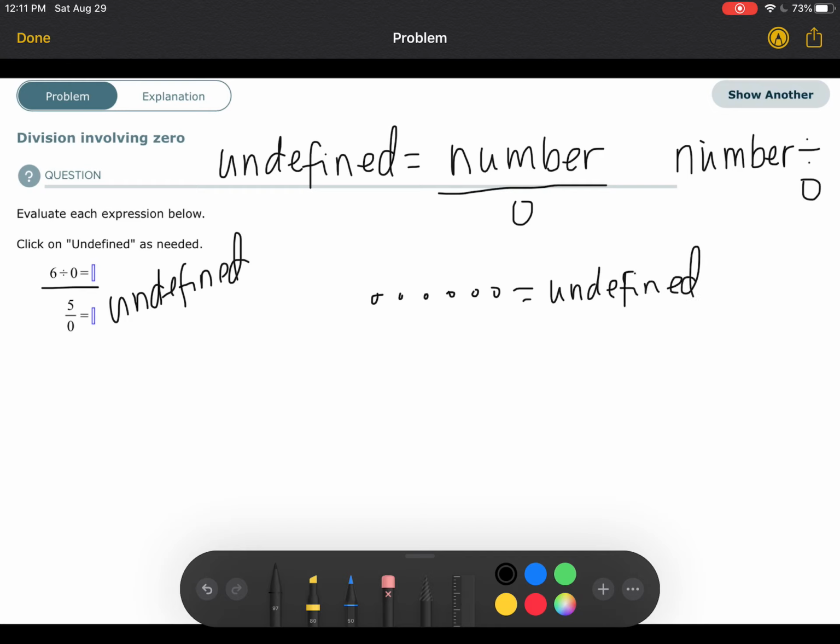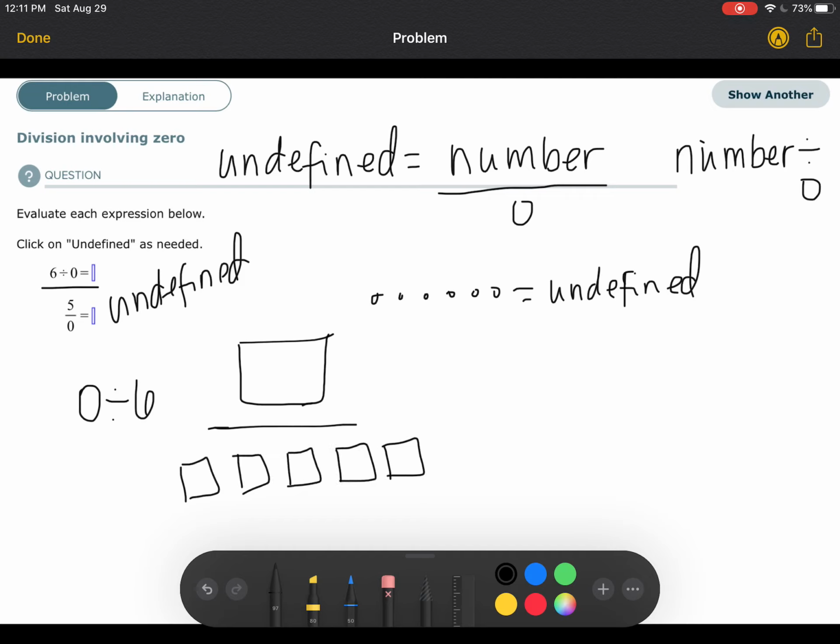Now, if I flipped it and I said 0 divided by 6, if I have a group of nothing, so let's say this is my box, and my box has nothing in it, and I want to put this into 6, 1, 2, 3, 4, 5, 6 groups of something, how many would be in that group? And you would say, well, nothing would be in that group. So this answer, 0 divided by 6, equals 0.